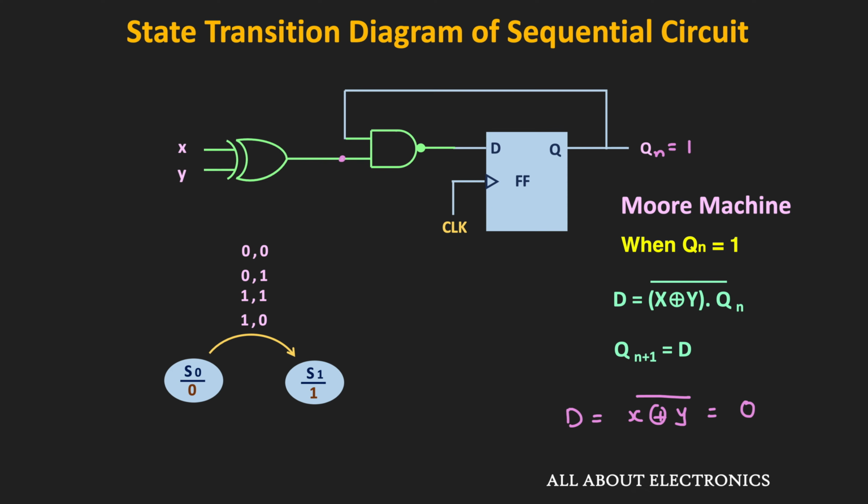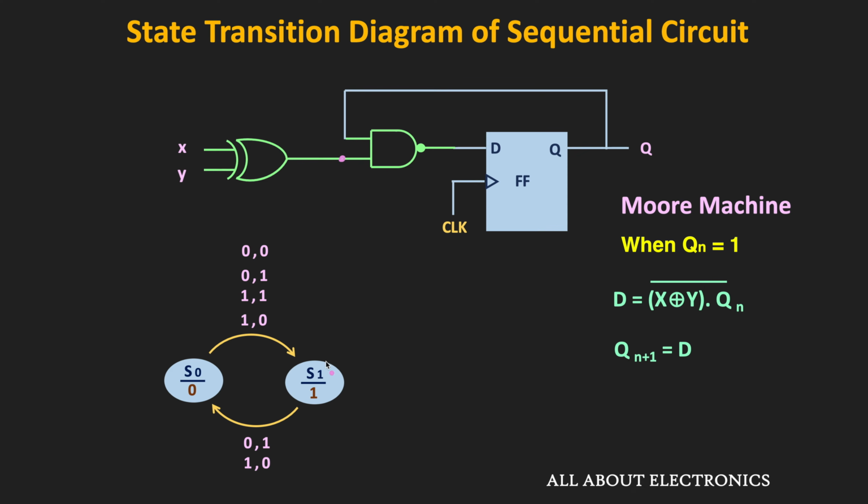That means whenever X is 0 and Y is 1, or X is 1 and Y is 0, in that case, this X XOR Y will be equal to 1. And therefore, this X XOR Y whole bar will be equal to 0. So in that case, the input to the D flip-flop will be equal to 0, and therefore at the next clock edge, its output will also become 0. Therefore, the circuit will do a transition from S1 to S0 state, and its output will also become 0.